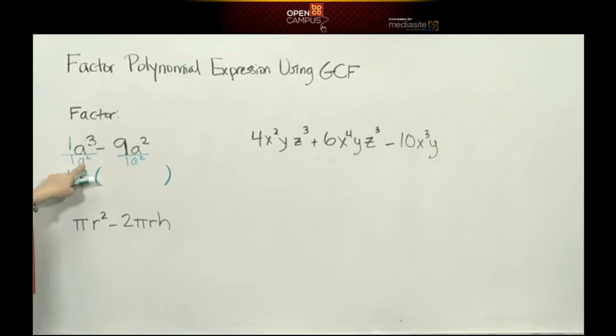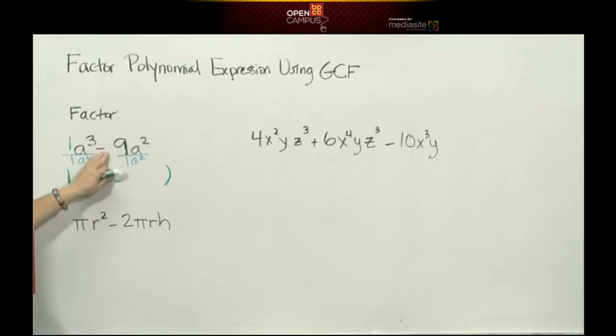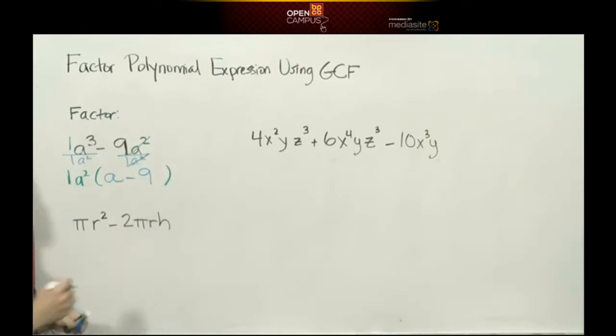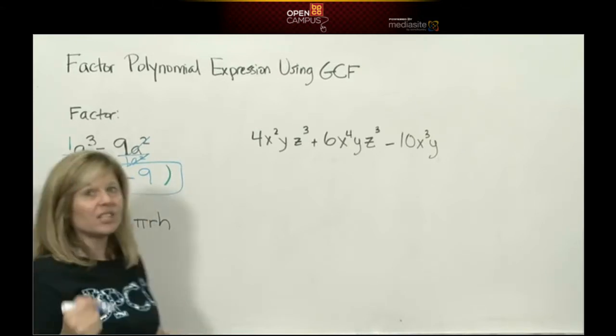A cubed divided by a squared, I would subtract my exponents and get a. Negative 9a squared divided by 1a squared. Well, negative 9 divided by 1 is negative 9. And when I divide an a squared by an a squared, it cancels out. This is your answer. This is in factored form.